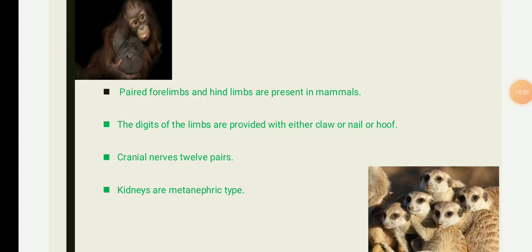The kidney is metanephric. The ureters open into the urinary bladder, and the nitrogenous waste is in the form of urea. Again, the form of nitrogenous waste differs among species as per their environment and habitat. Hence, mammals are said to be ureotelic. Ureotelic means the organism excretes nitrogenous waste in the form of urea.